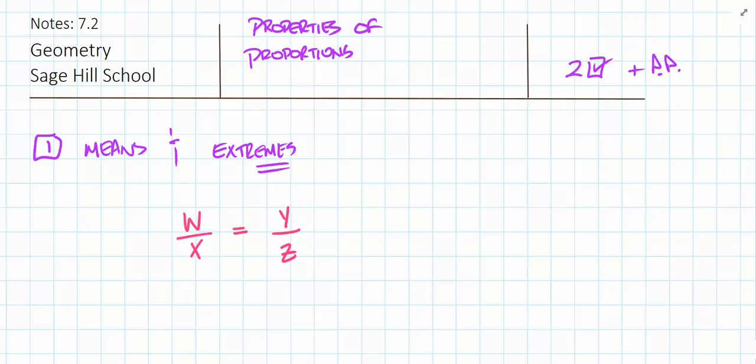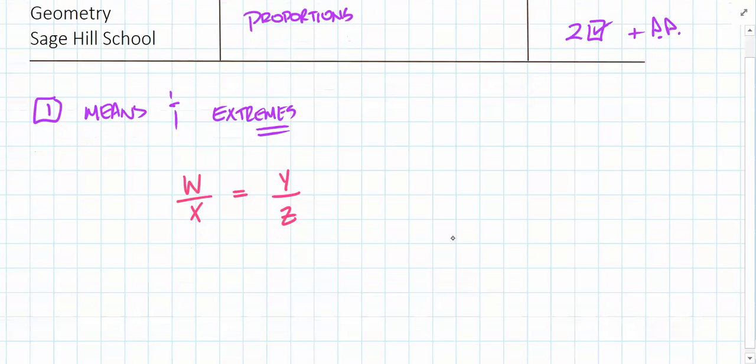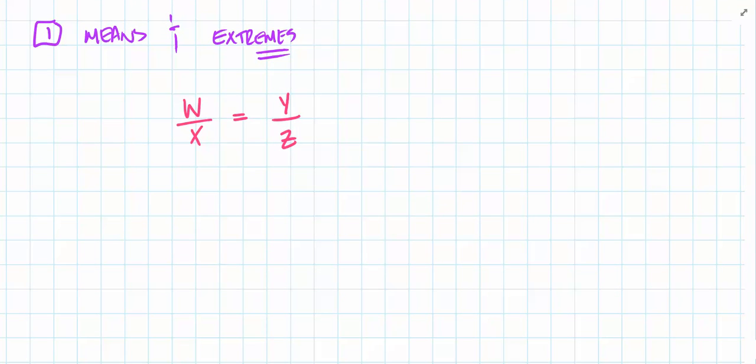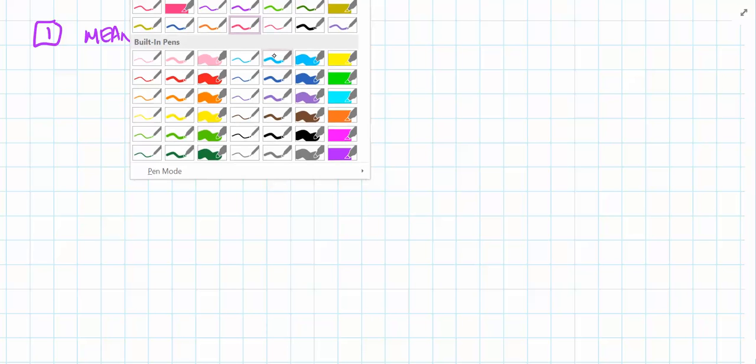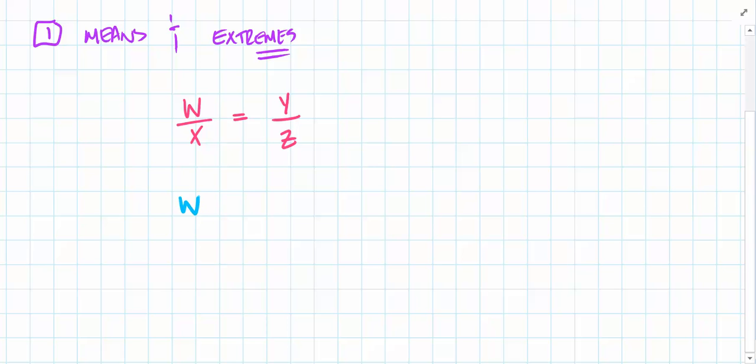Every single proportion has means and extremes. So if you had to take a guess, which two terms were the extremes, which two would be the means? What do you think? Well, okay. I've never heard the word extreme be used before in math. Just thought I'd point that out.